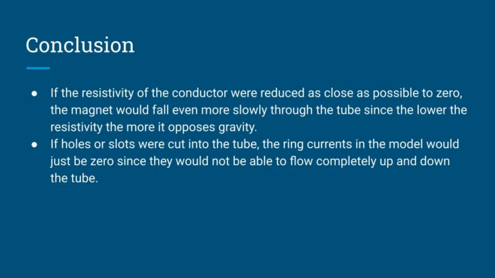Now on to the conclusion. If the resistivity of the conductor was reduced as close as possible to zero, the magnet would fall even more slowly through the tube, since the lower the resistivity, the more it opposes gravity. If holes or slots were cut into the tube, the ring currents in the model would just be zero since they would not be able to flow completely up and down the tube.